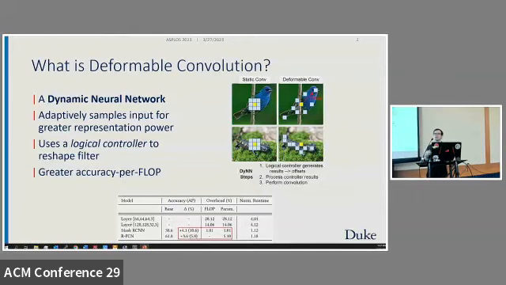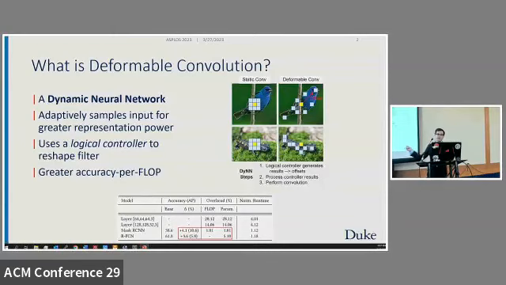The static convolution keeps a static shape of the filter spatially, no matter where you move it or stride it across the input. The deformable convolution, however, has the capability of reshaping its filter to better accommodate the input. Essentially, the idea here is it adaptively samples the input for greater representation power, and it does so using a logical controller. And it doesn't introduce too many extra flops or extra parameters, so it's very attractive in terms of the theoretical accuracy benefit over the theoretical number of computation.